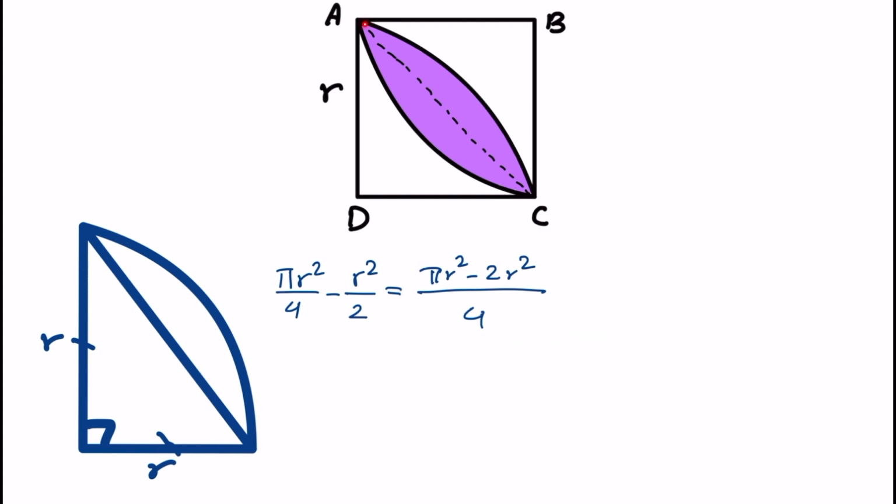So the area of this region will be the area of the upper part multiplied by 2. So if I multiply this term by 2, it will give me the final area, and I can further simplify this. It will be r squared over 2 times (pi minus 2).